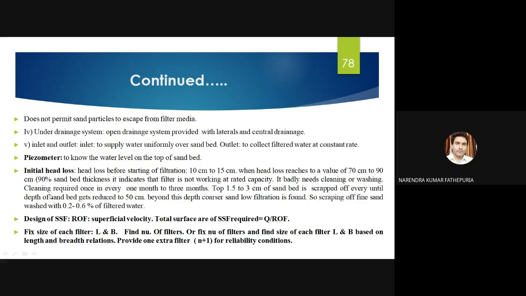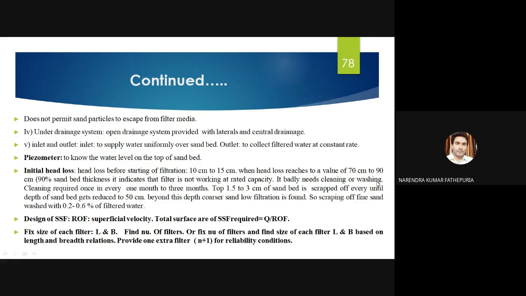And then initial head losses, you have to detect it. Then head loss measurement also has to be done, like before in rapid sand filtration also you design. So head loss before starting of the filtration should be 10 centimeter to 15 centimeter in that range. When head loss reaches a value of 70 centimeter to 90 centimeter, 90% of sand bed thickness, it indicates that the filter is not working at the rated capacity. It badly needs cleaning or washing.